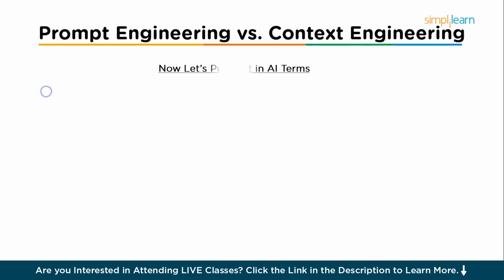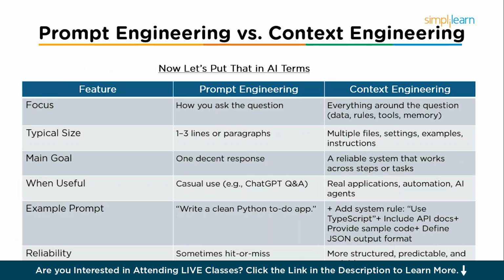Now, let's put that in AI terms. First, we look at the feature. In the case of prompt engineering, the focus is on whether you have asked a question. In the case of context engineering, the focus is on everything around the question, which includes data, rules, tools, and memory. The typical size of prompt engineering is basically 1 to 3 lines. In the case of context engineering, there are multiple files, settings, examples, and proper instructions.